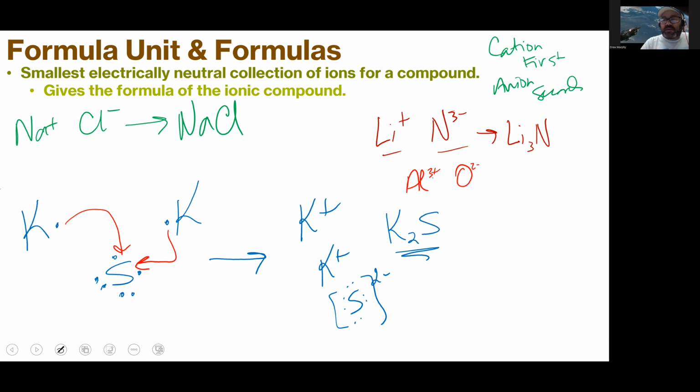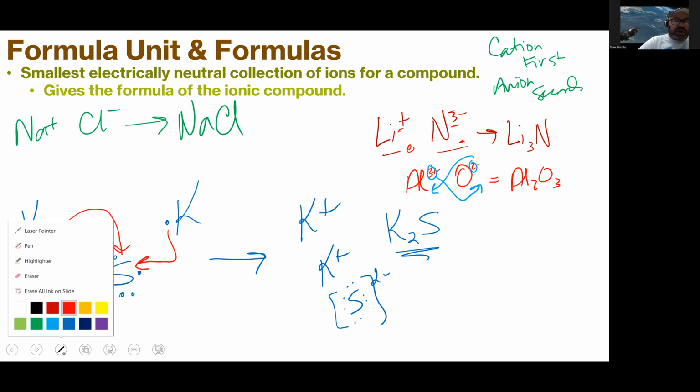Another way to do this, I call the switcheroo. This 3 ends up being the subscript on the oxygen, and this 2 ends up being the subscript on the aluminum. When we do it that way, this will always work for us. This compound should be Al2O3. We could have done the same thing with the lithium and the nitrogen: the 3 ended up over here, and the 1 ended up over there. It all works. You just have to watch out that you always have the lowest whole number ratio possible as you're doing this.